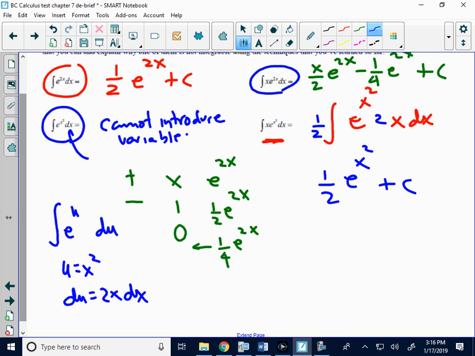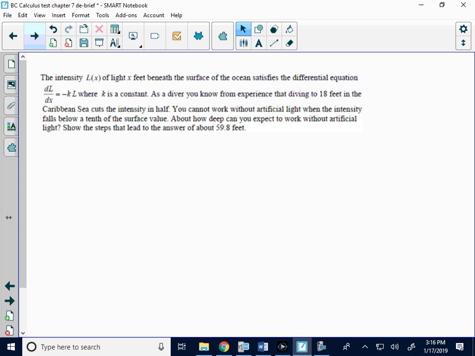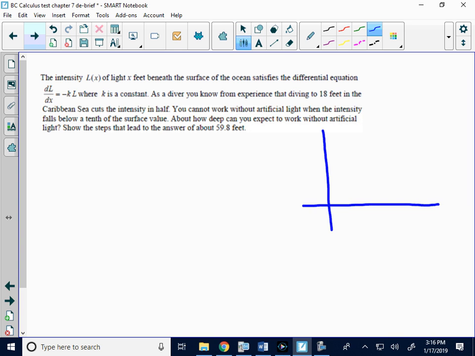We will actually integrate this one in April. It requires an infinite series to do. This is the one that was in your book, so hopefully you practiced it. And this is depth. This is light intensity. They tell you that at the surface, if the depth is 0, the intensity is something, you can call it L. At 18 feet later, the intensity is half of that. So 18 and then L over 2.